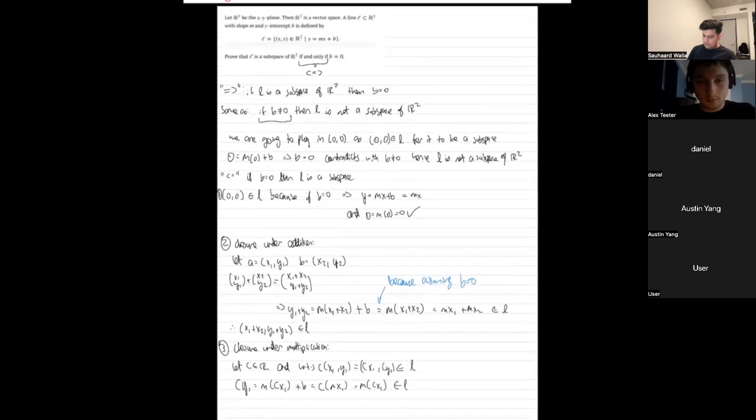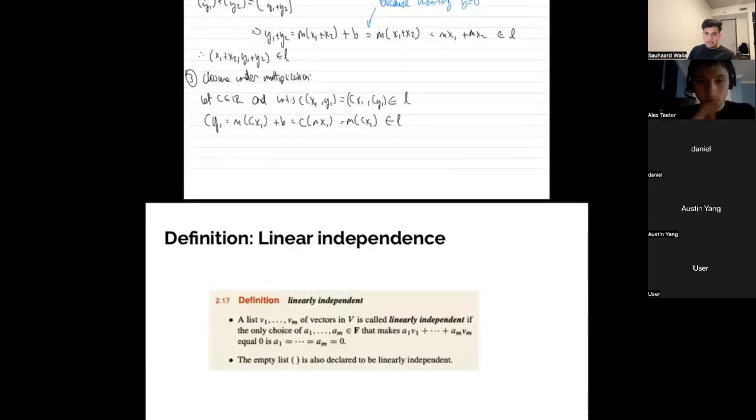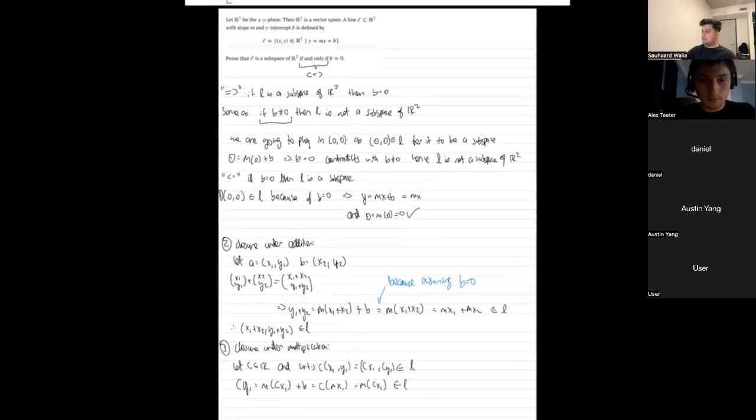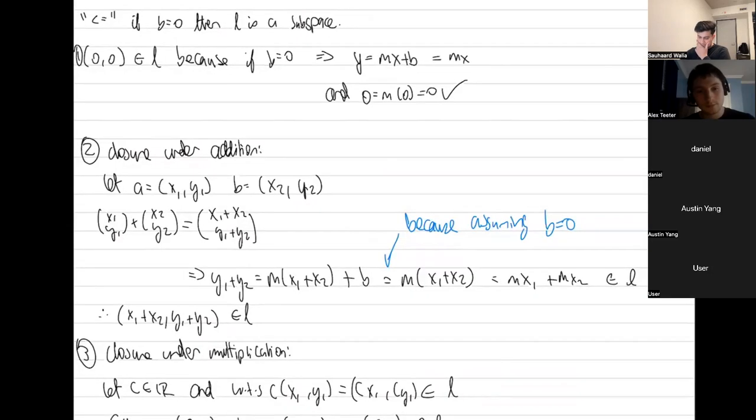Cool. Before we go into a break, I want to do linear. I have a question, sorry. Of course. About the part over here, where y1 plus y2 is equal, why is there only a singular b?